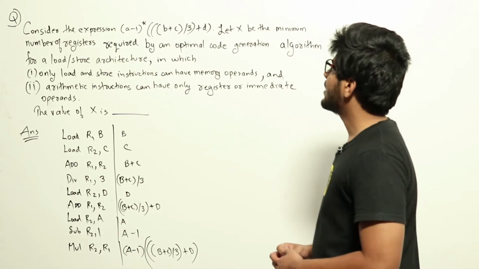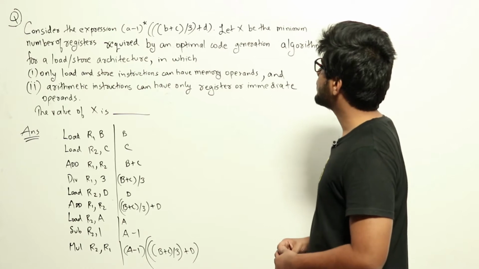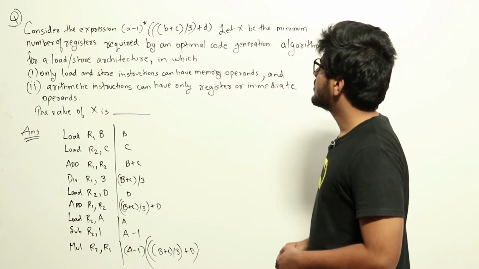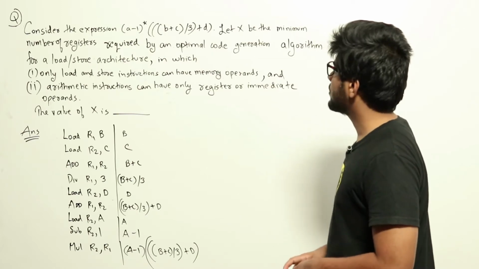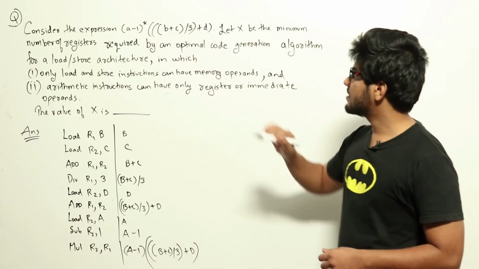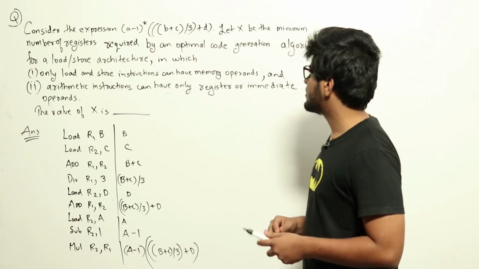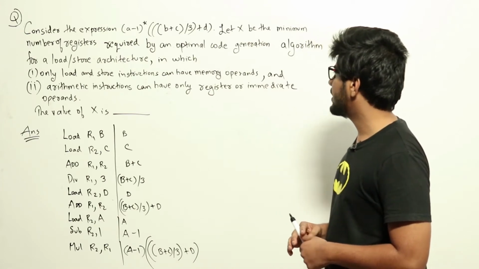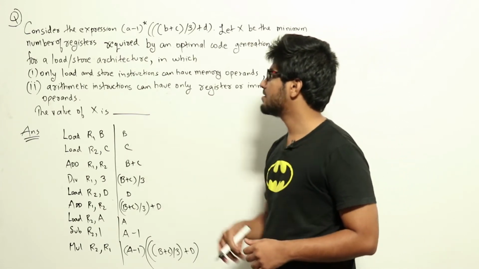Consider the expression (a - 1) * (b + c) / 3 + d. Let x be the minimum number of registers required by an optimal code generation algorithm for a load or store architecture in which 1. Only load and store instructions can have memory operands, and 2. Arithmetic instructions can have only register or immediate operands. The value of x is.